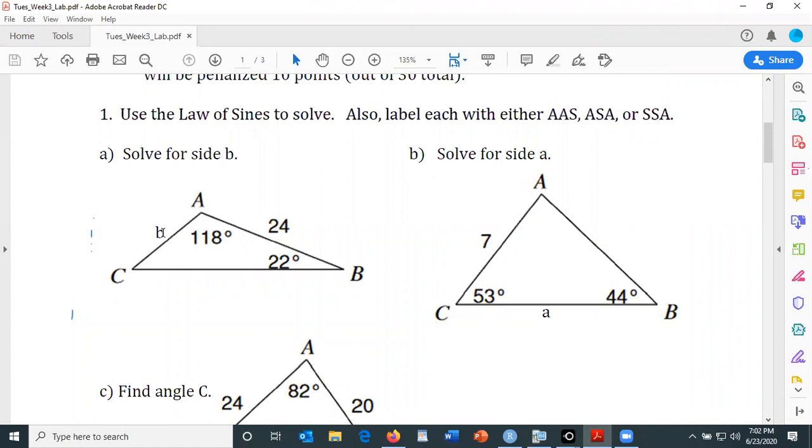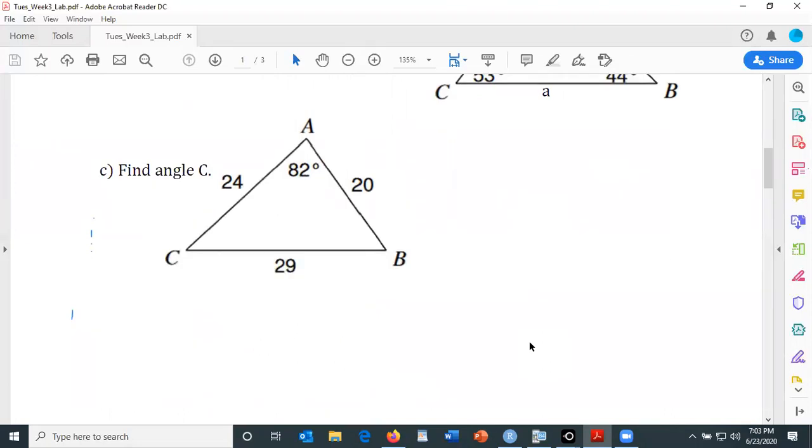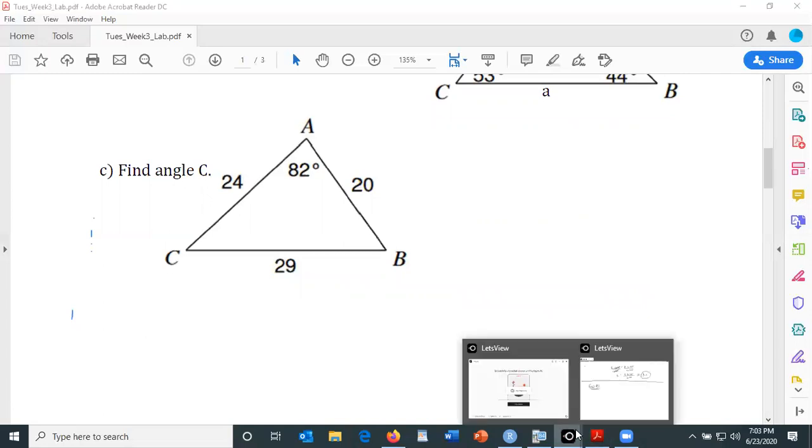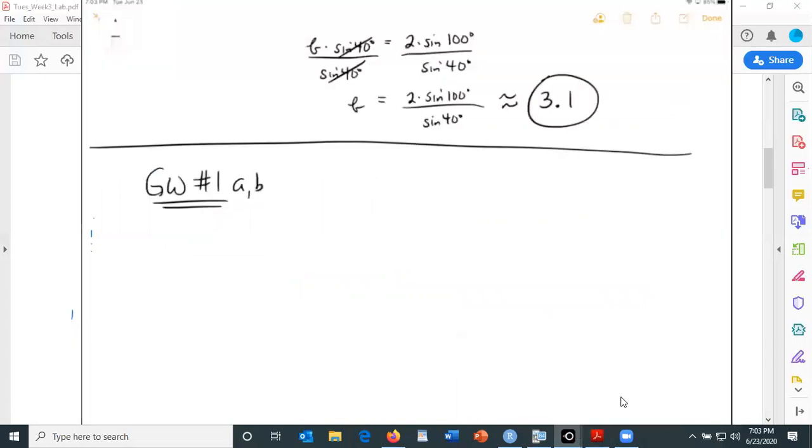That's it. You don't have to find anything else for credit. For part B, just find side A for me, which I labeled for you. And part C, find angle C for me. C is a little bit different. You still use the law of sines, and I'm going to leave it up to you to figure out how to find angle C. And I'll give you a hint: you might need a trig inverse for that one. Okay, so you'll do numbers 1, A, B, and C. Let's just do that for 10 minutes.